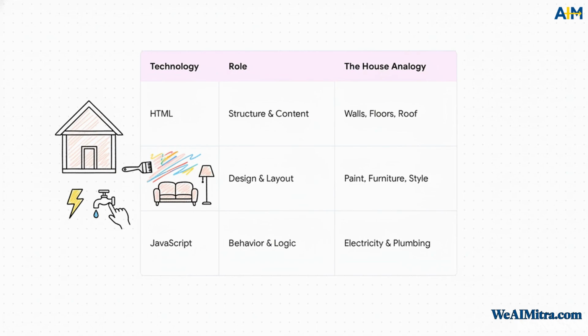So, first up, you've got HTML. That's your structure. The walls, the floors, the roof. It literally defines what's there. Then you've got CSS, which handles all the design. We're talking paint colors, furniture, the whole vibe that gives the house its personality. And finally, JavaScript. That's the behavior. It's the electricity and the plumbing that makes things actually do stuff. Like letting you flip a light switch or turn on a faucet.